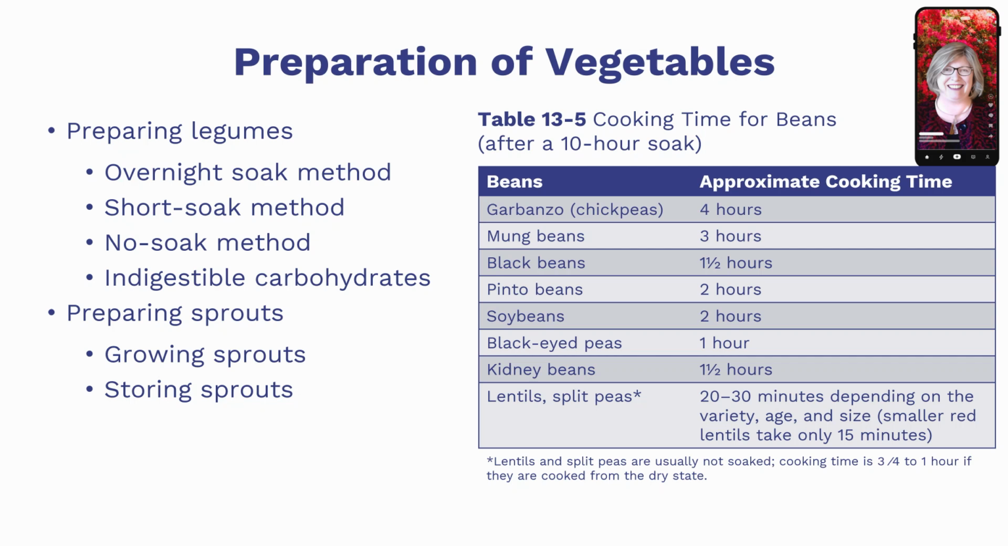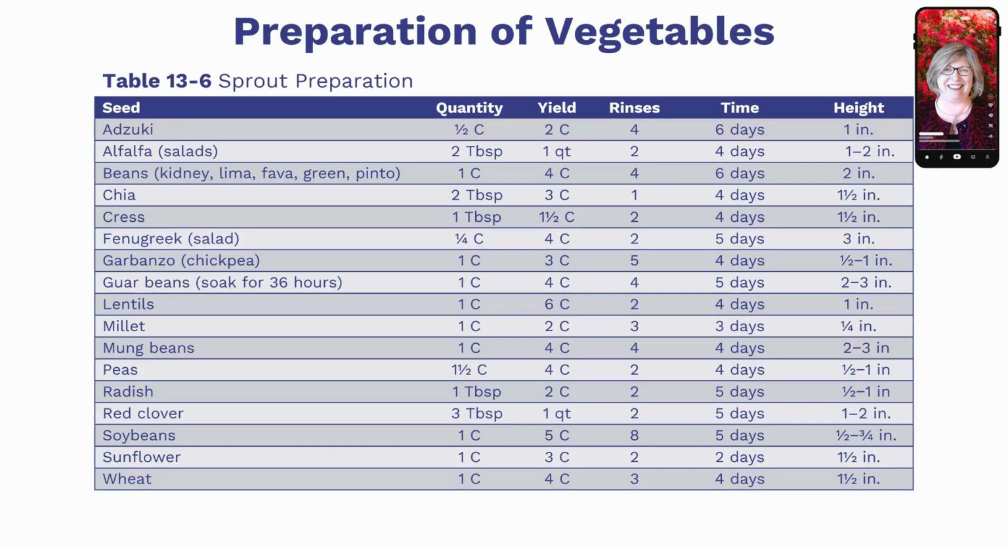We do know that legumes have some indigestible carbohydrates. You learn that in Chapter 3, Chemistry of Food Composition. And so you can take the enzyme that's found in the product called Beano, and that will provide the enzyme necessary to digest those carbohydrates. Table 13-5 shows the cooking time for beans after they have been soaked in the overnight soak method. Some people like to grow sprouts, and this is easily done with your legumes. Table 13-6 shows sprout preparation.